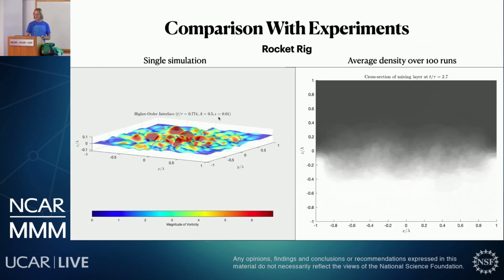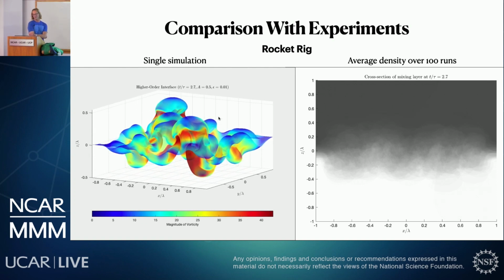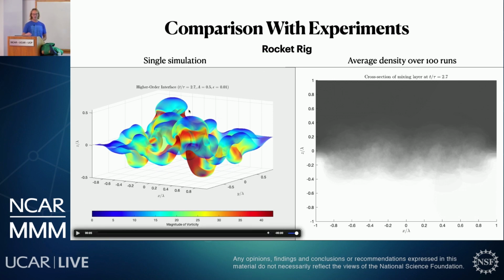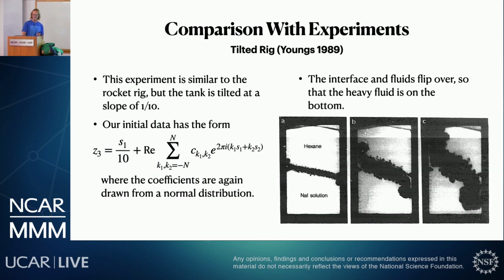I think this is a video. This is a simulation of the rocket rig. This is one particular run. And if you do this 100 times and you take the ensemble of 100 runs, where each run is initialized with this random perturbation, what happens is that you model the effect of viscosity acting at the same length scales at which you've randomly perturbed. So this is a cross-section of this ensemble of runs, and it looks very, very much like the snapshots from the experiment.